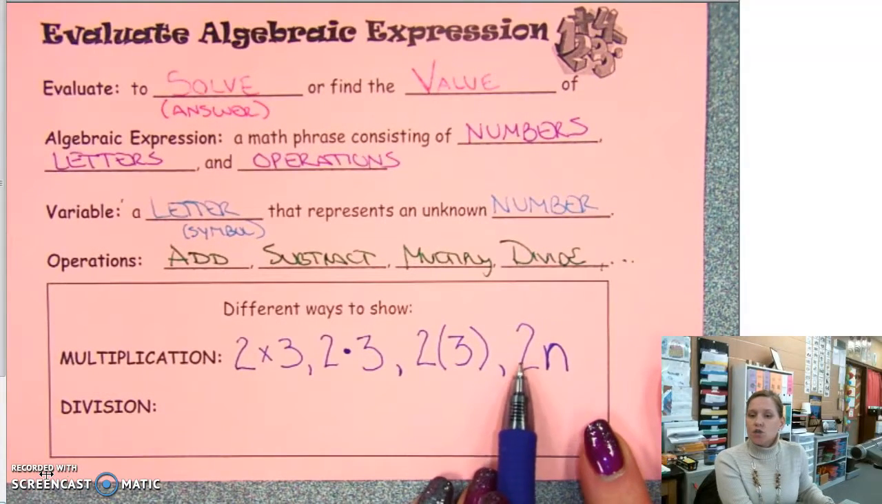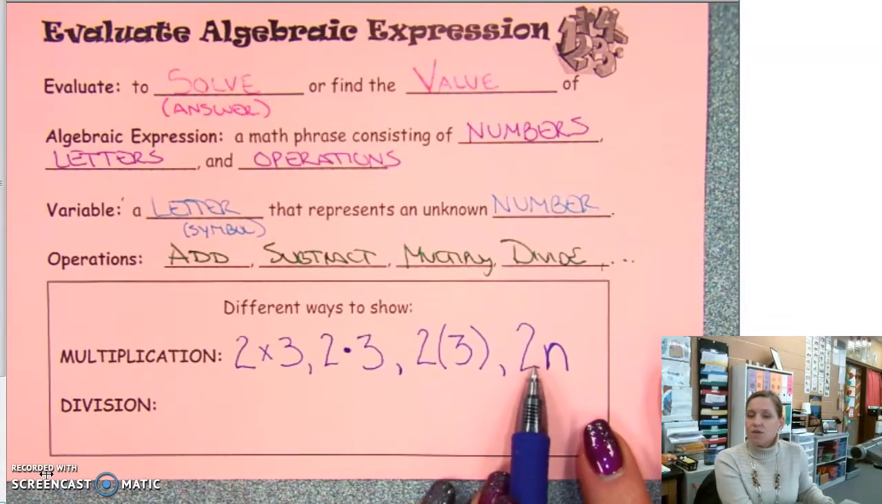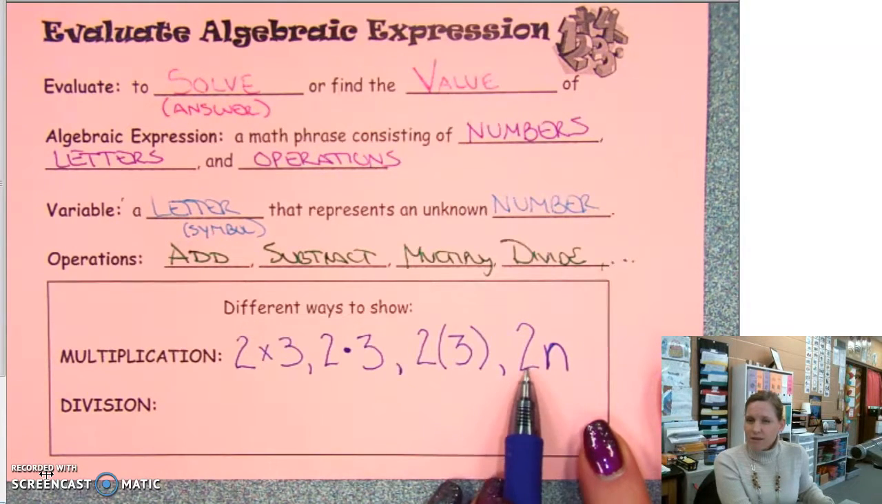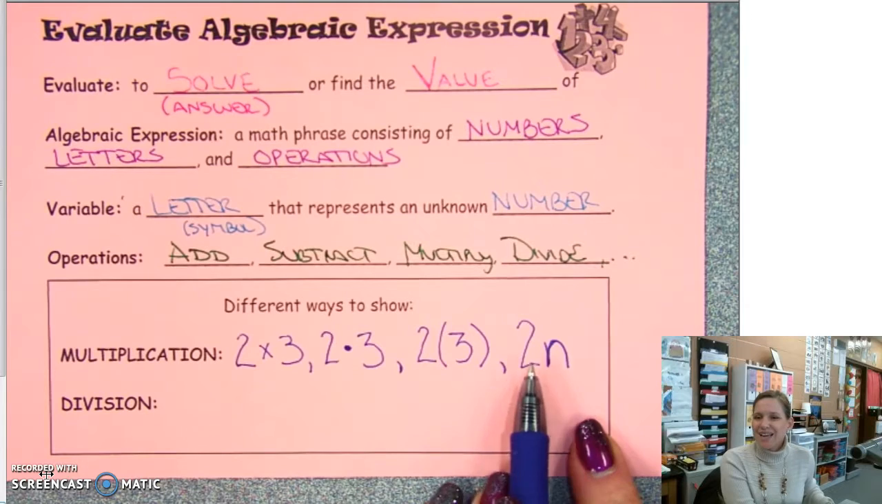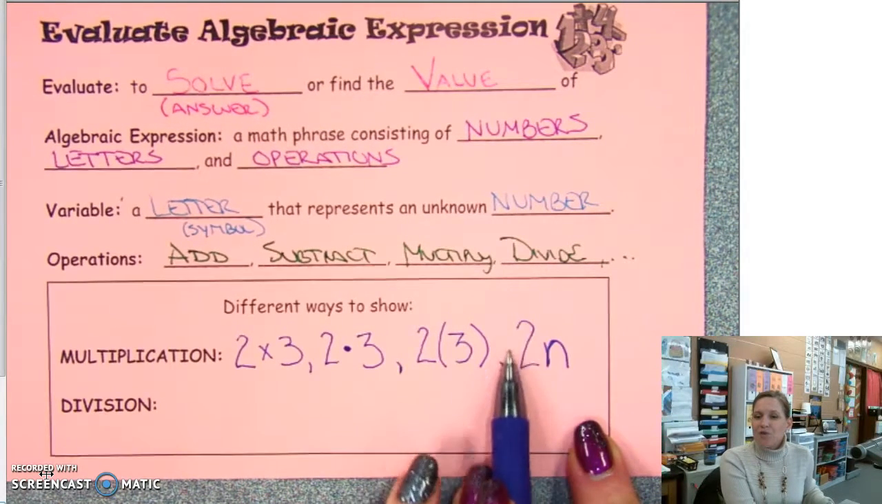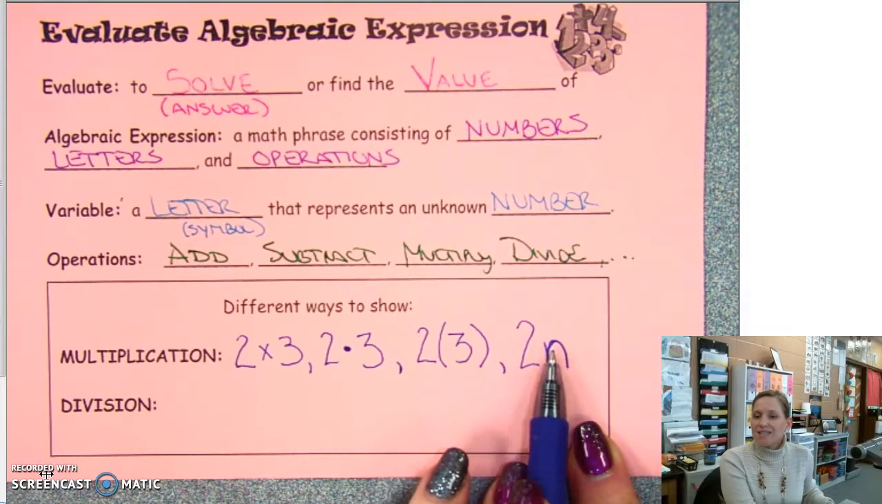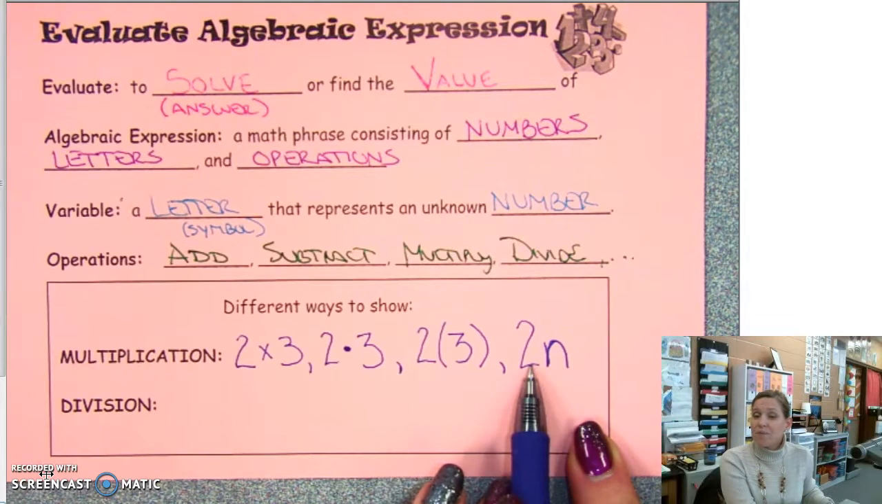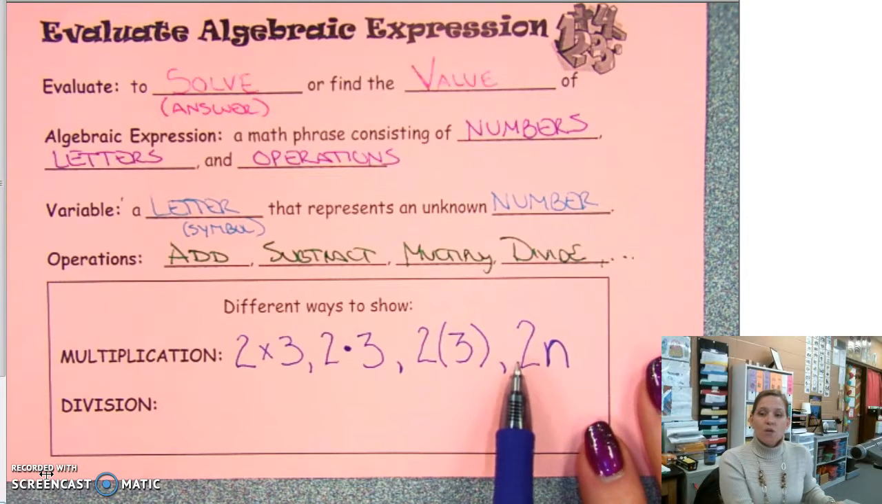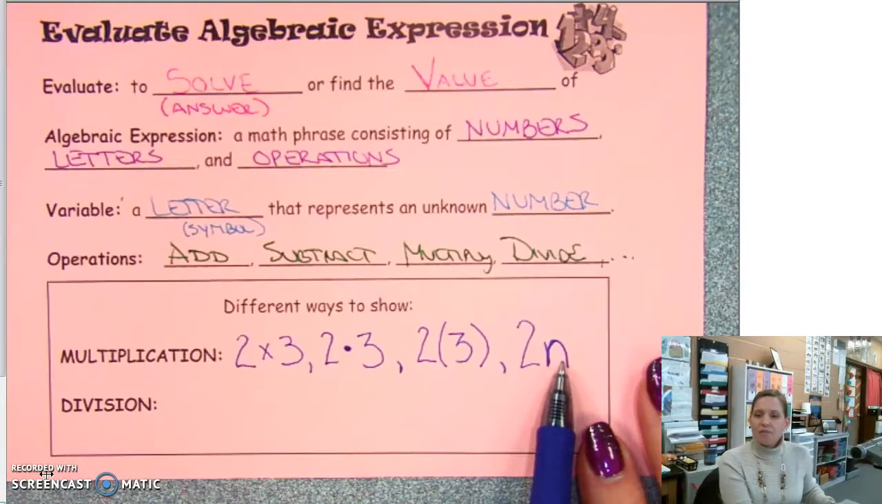and this would mean 2 times n. So if there is a number in front of a variable, for those of you who had the pretest, this is called a coefficient. If you're wondering what the coefficient is, it's the number that's attached in front of the variable. So this really means 2 times n.